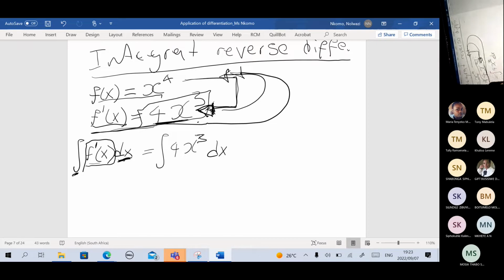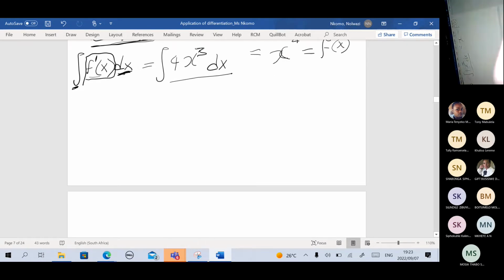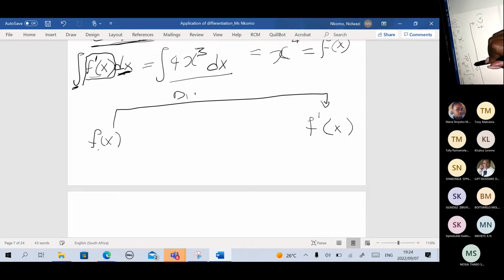Remember, I said if you integrate this, you should go back to this. So the answer here would be x to the power 4, which is the same thing as f at x. This is our f at x. So we have f at x and f prime at x. From here to here, we differentiate. We call this process differentiation. This means we differentiate f at x with respect to x, and we get this.